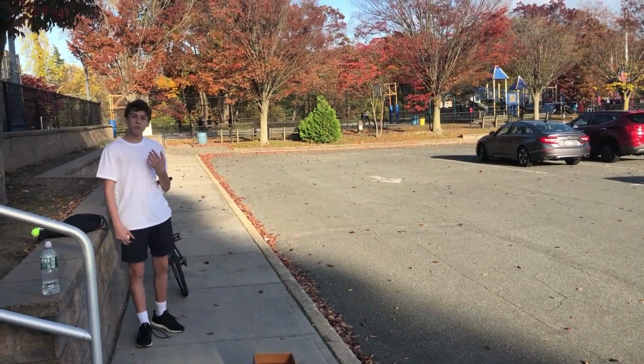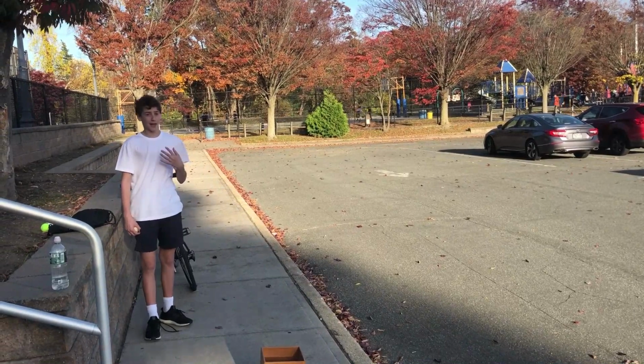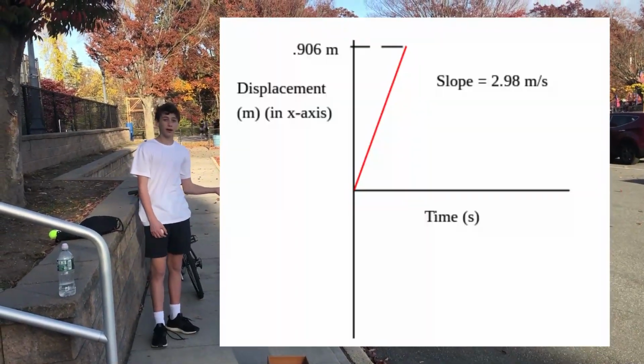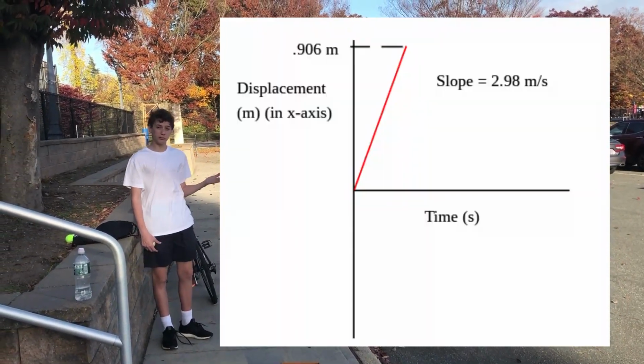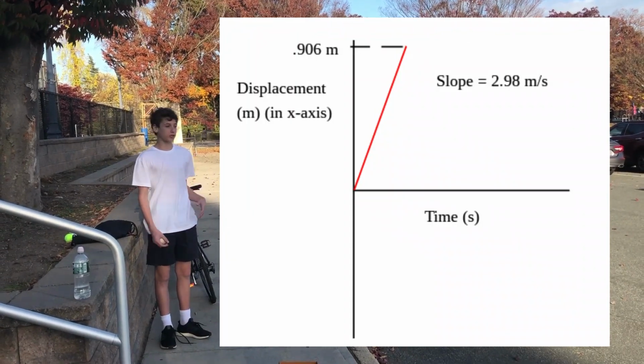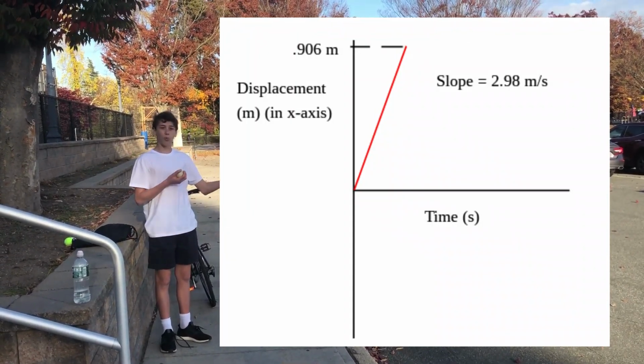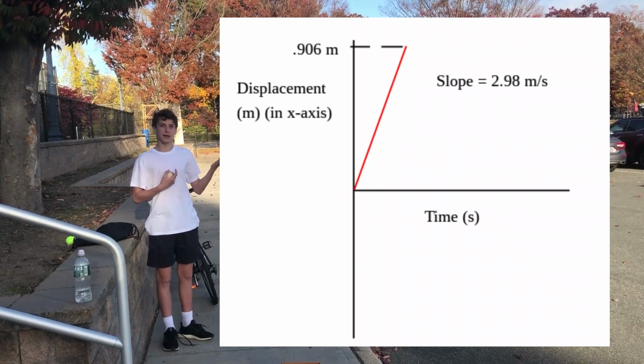So let's start with a displacement versus time graph for the x-axis. As you can see right here, there is a direct relationship between displacement and time for the x-axis, and it is a linear line. And if you look, the slope is actually the velocity of the x-axis.